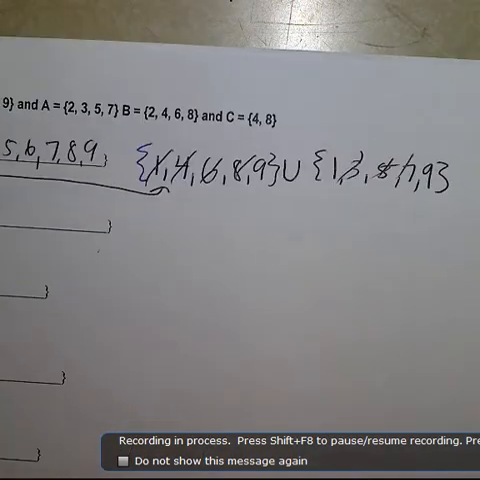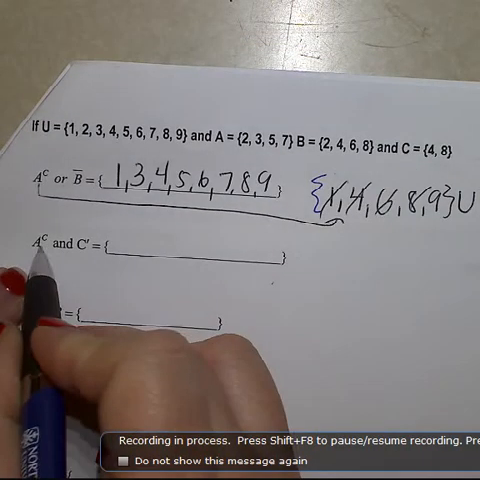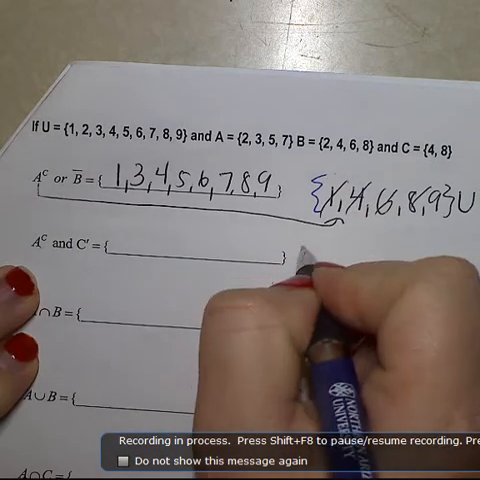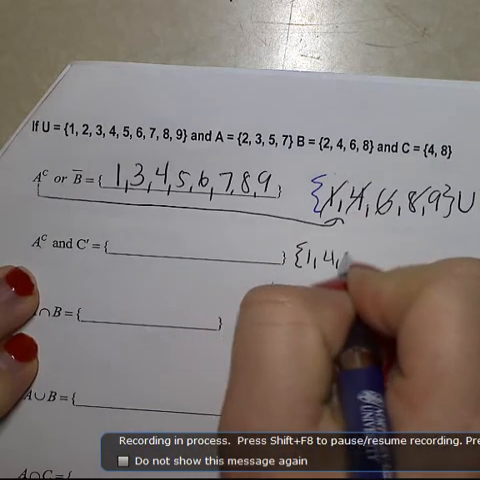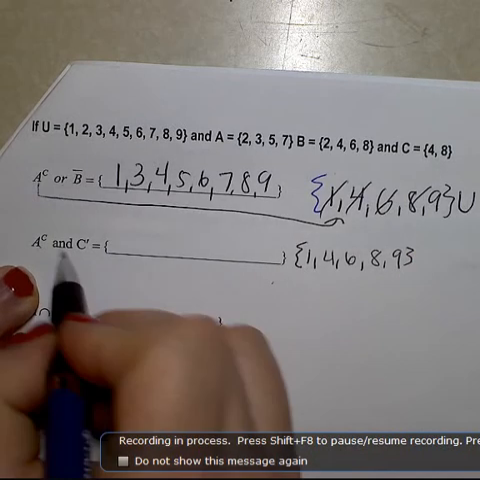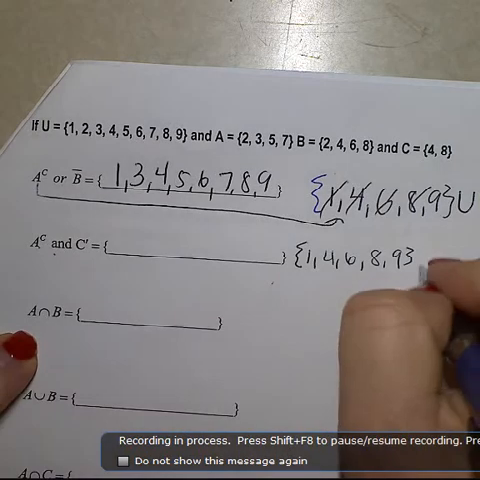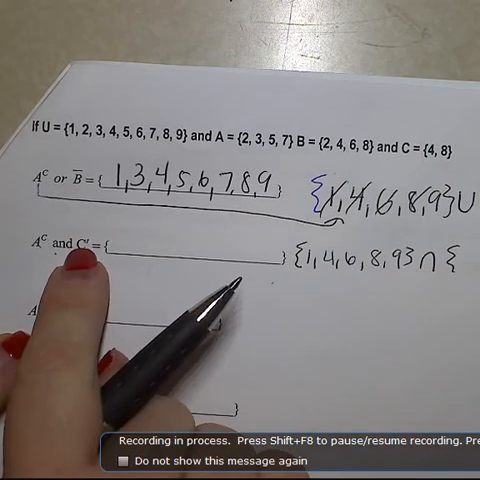Going to the second example. So what is the complement of A? Well, I already did it, so let's make my life easy. It's 1, 4, 6, 8, and 9. I did it from the previous problem. And now instead of this being an and, we're using the word or. And or means intersection. This time, what is the complement of C?